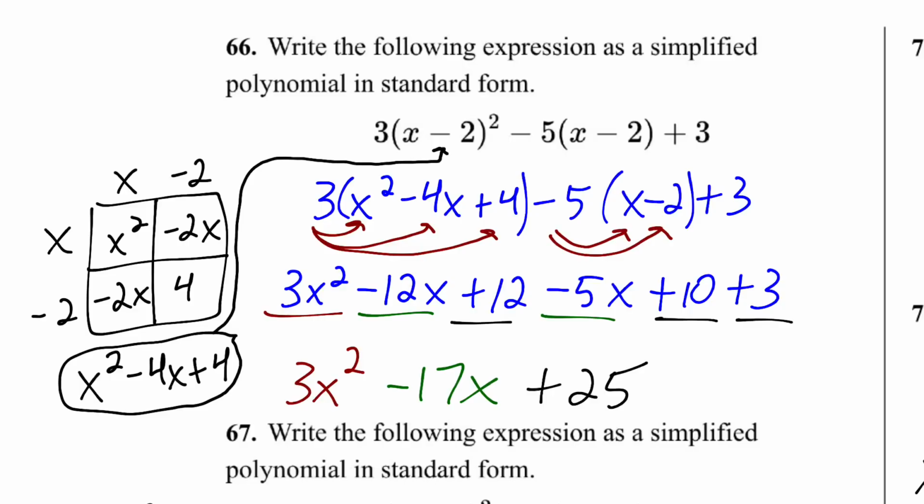Same method here for 66. Start with this part, use the box method, replace it. Then I distribute the 3 and the -5, rewrite everything. Combine like terms. There's only one x squared term. I combine these 2 x terms, and I combine these 3 number terms.